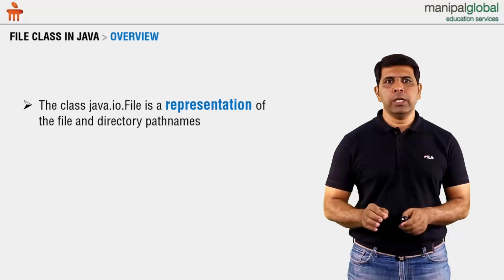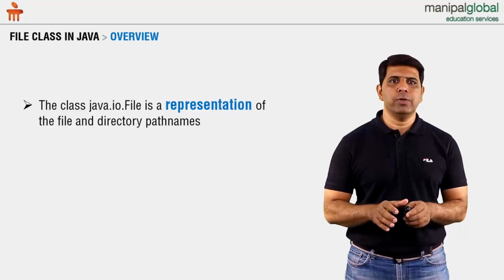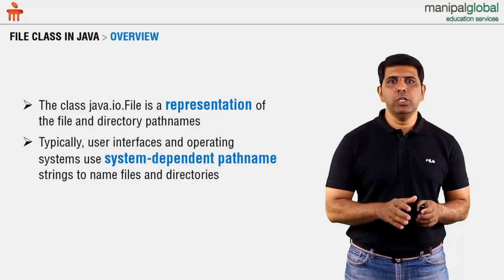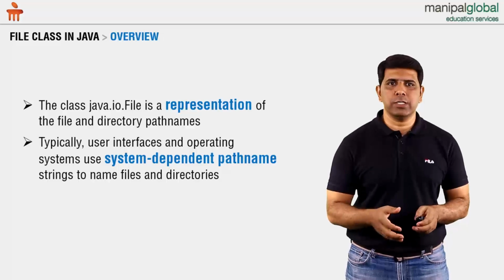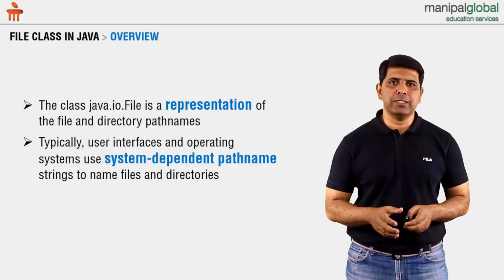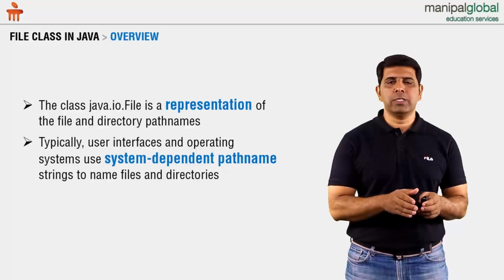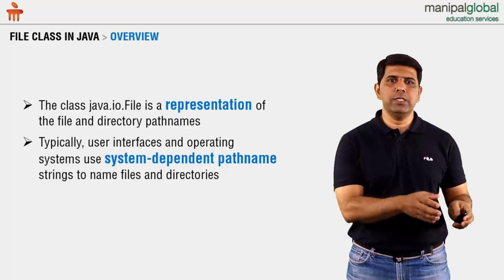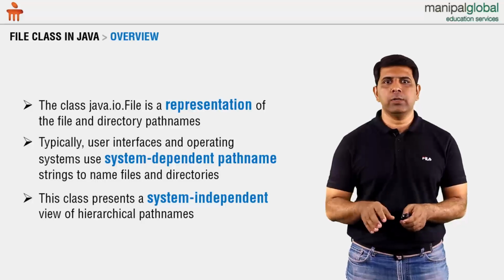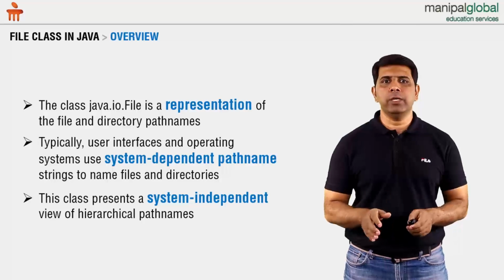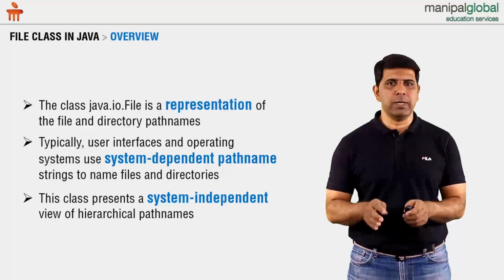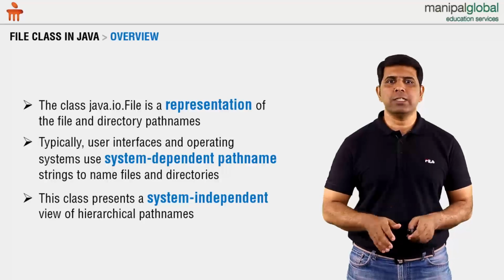The class java.io.File is a representation of files and directory path names. Now, what is a path name? Typically, user interfaces as well as operating systems use some system dependent path name strings to represent the files and directories. For example, you might want to say where is your file starting from D:, or probably from a network device. This class, java.io.File, presents a system independent view of the hierarchical path names, which means if you are using Windows, Mac or Unix operating system, it doesn't matter, the path names would look very similar.